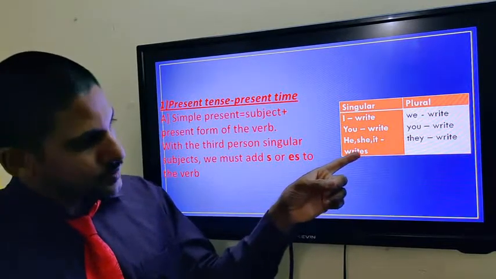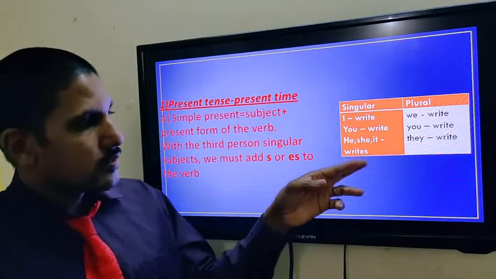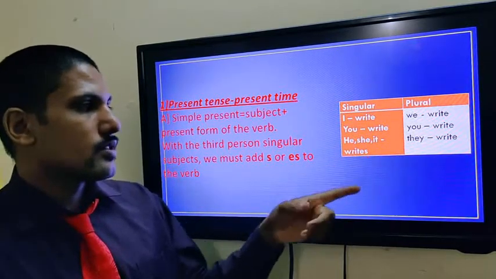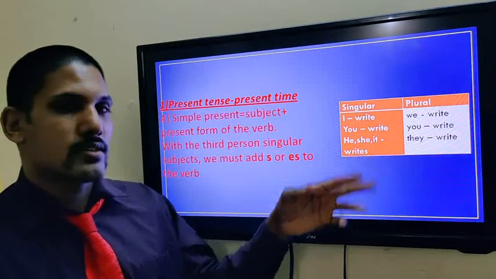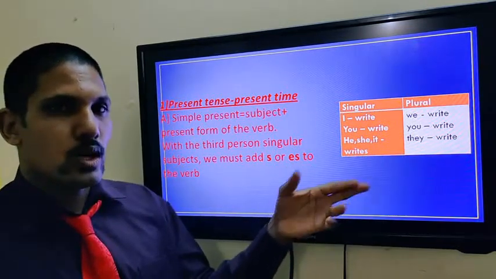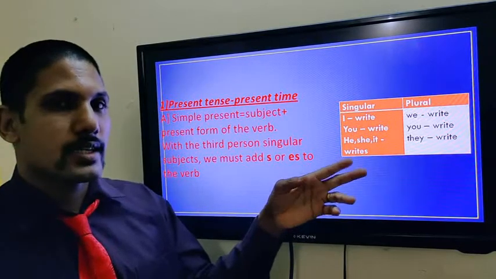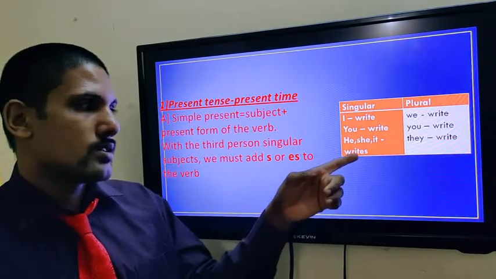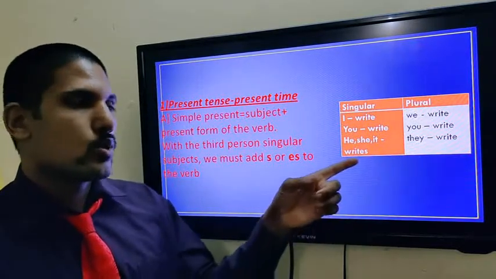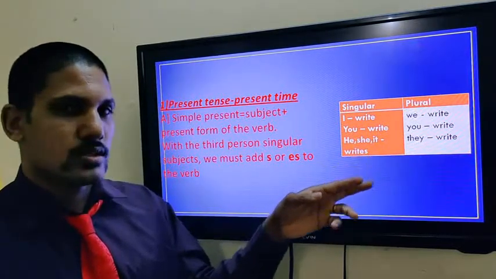Here the verb is write. We added s to the verb write. That is he writes, she writes, it writes. Suppose the verb is wash. We have to add es to the verb wash with he, she, it. He washes, she washes, it washes.